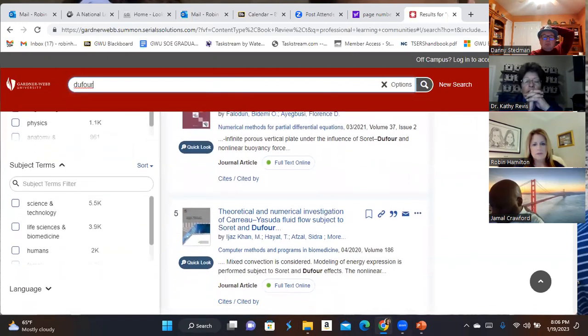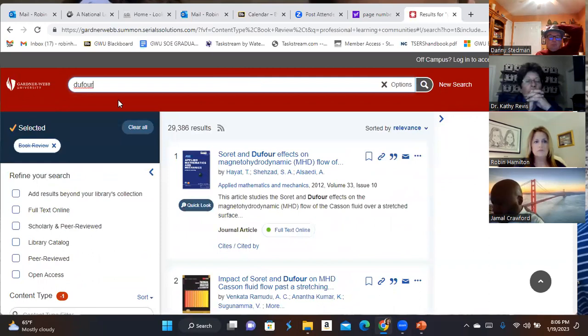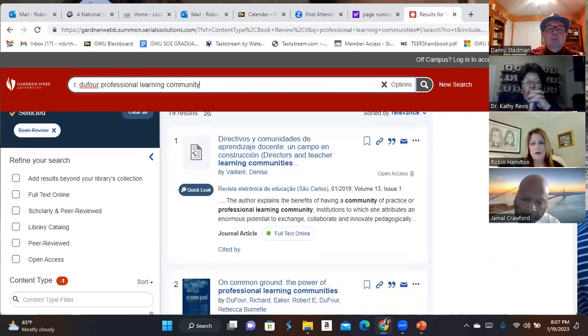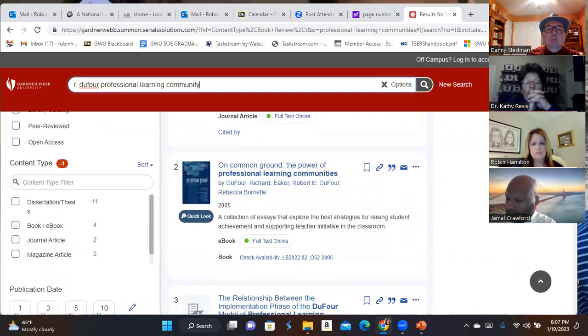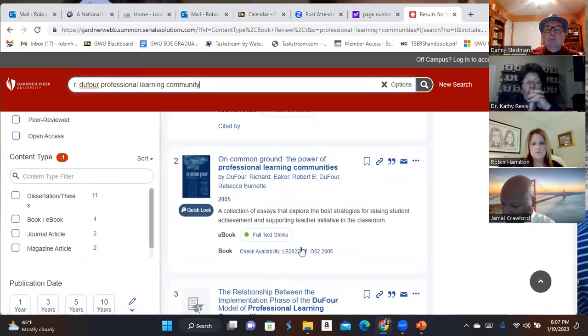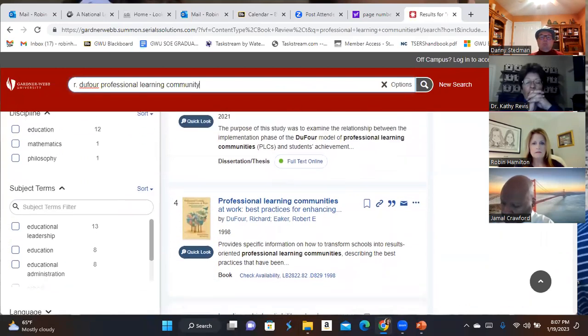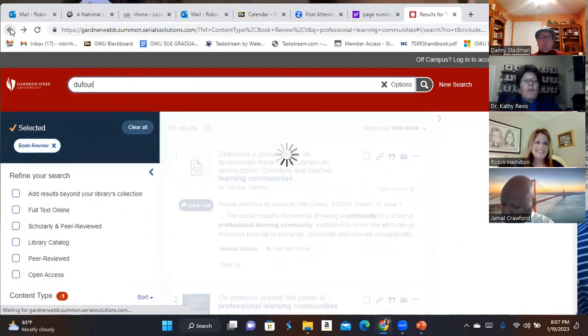Well, that's not coming up. Richard DuFour. So you'll have things here that you won't be able to get for free in other locations that you can get here because of your status at Gardner Webb. So that is a good place to go, is to the Gardner Webb Library.